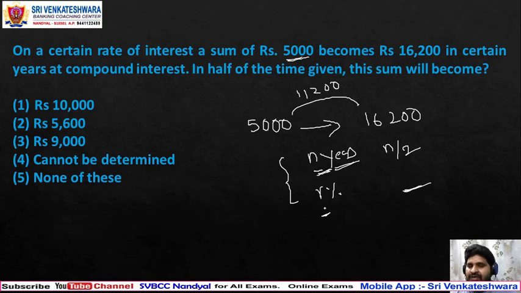That 11,200 is increasing in n years at a rate of r%, but here the time period is an unknown factor, and the rate of interest is also an unknown factor. If I know the rate of interest, I can say how many years it is. Or if I know the time period, I can say the rate of interest, but I don't know the time period, and I don't know the rate of interest. Basically both are unknown factors.